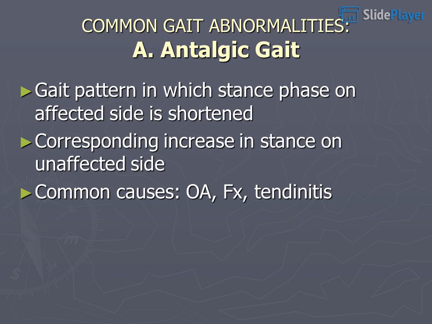Common gait abnormalities. Antalgic gait. A gait pattern in which stance phase on the affected side is shortened, with a corresponding increase in stance on the unaffected side. Common causes: OA, fracture, tendinitis.